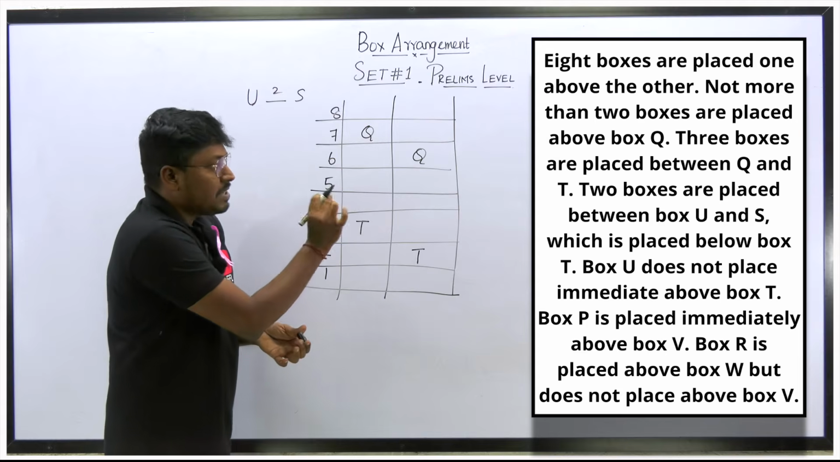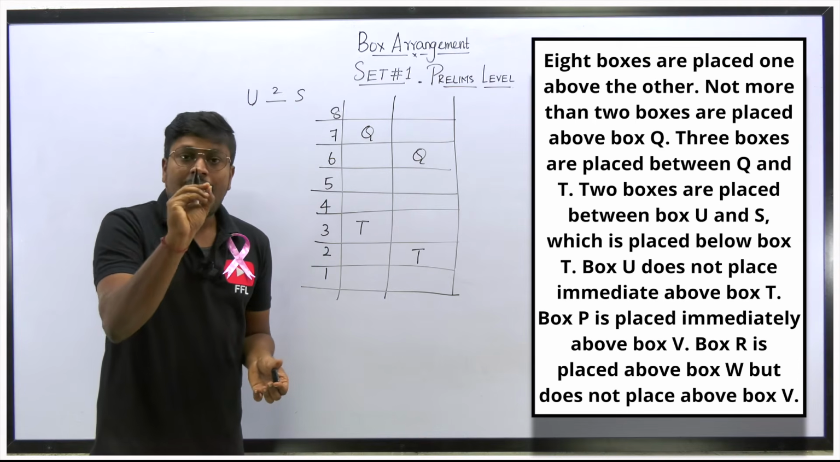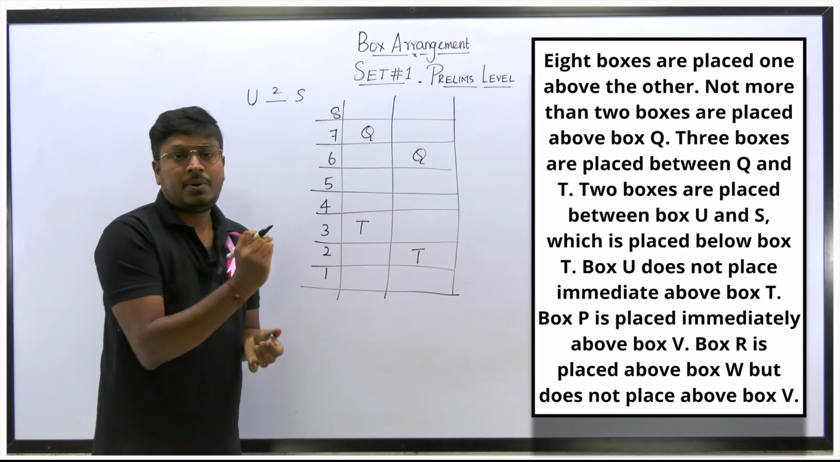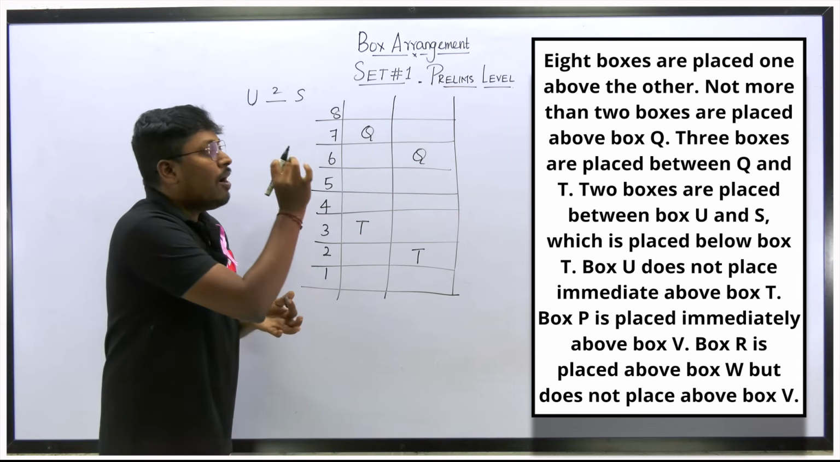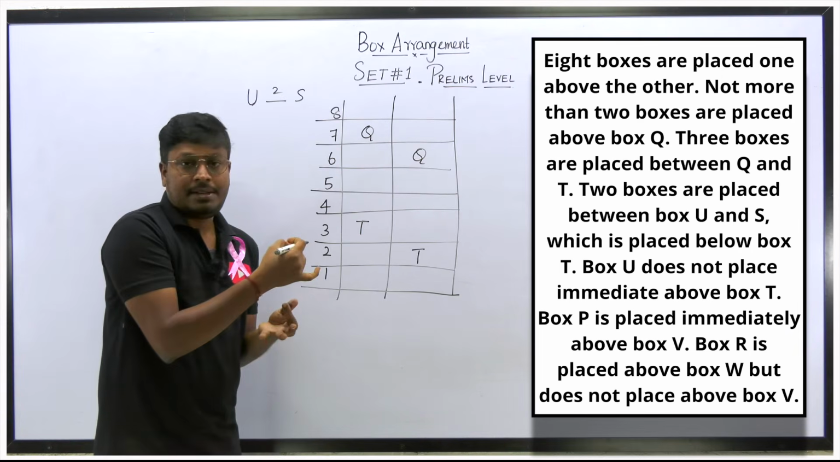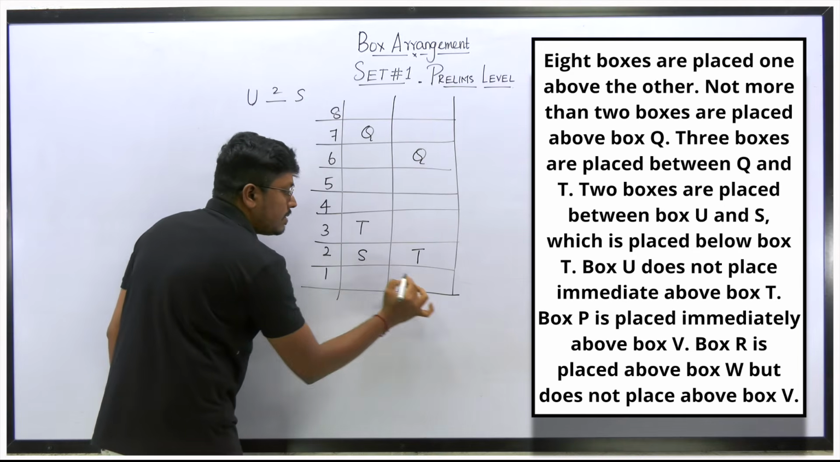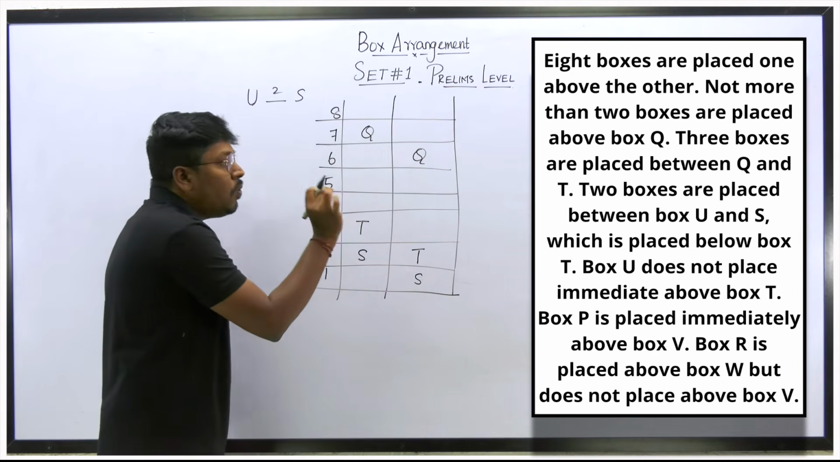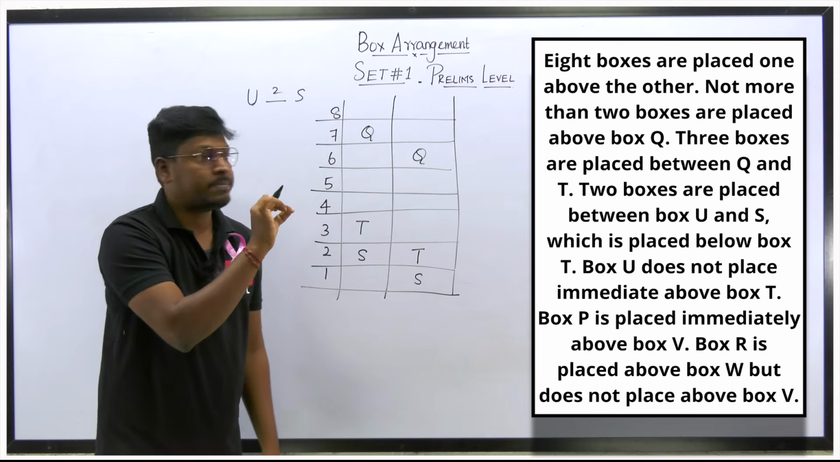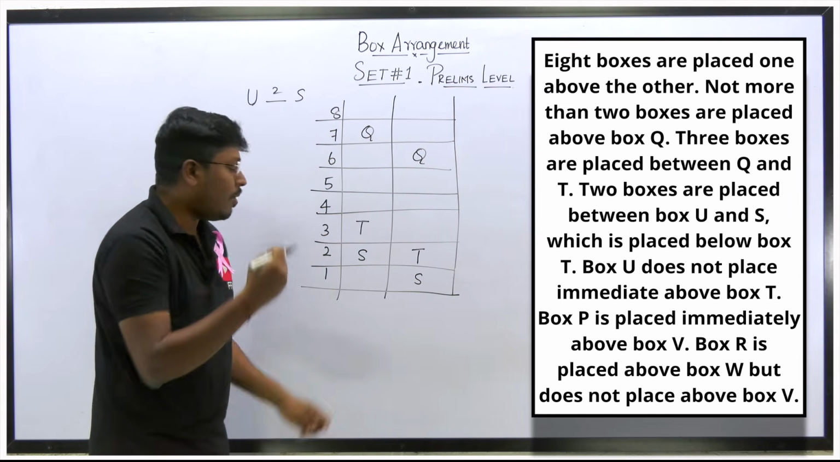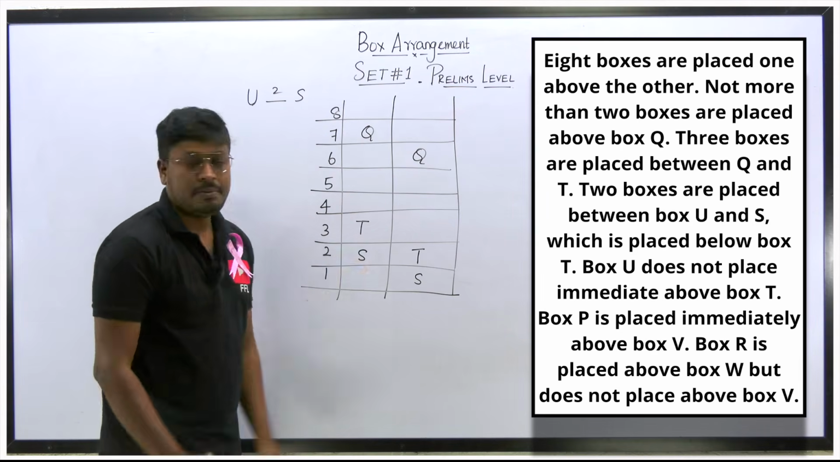2 boxes are placed between U and S, so after S we have a small comma, right? So which is placed below T. The meaning here is the box S is placed below T. So below T this will be S. Understood or not? So this box S is placed below box T, so below box T will be box S.